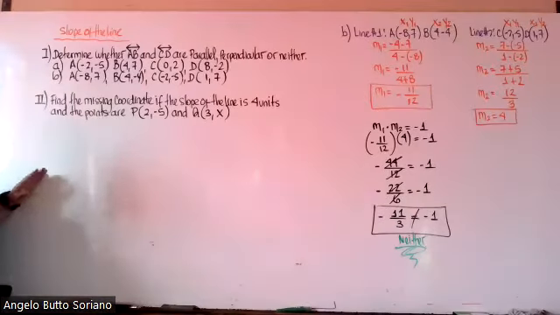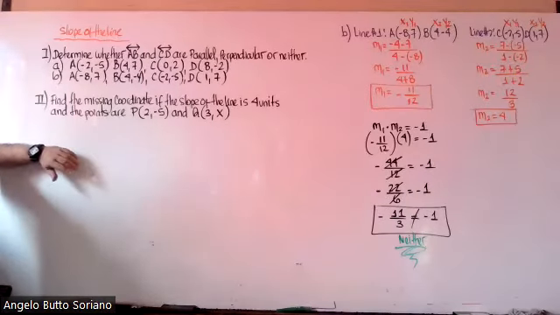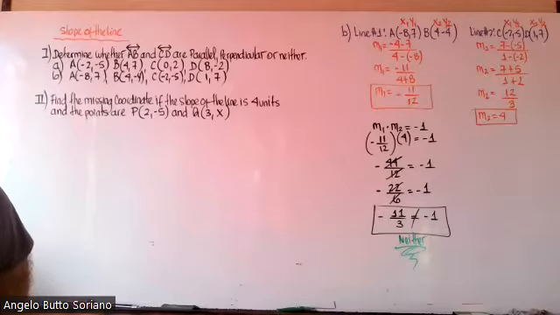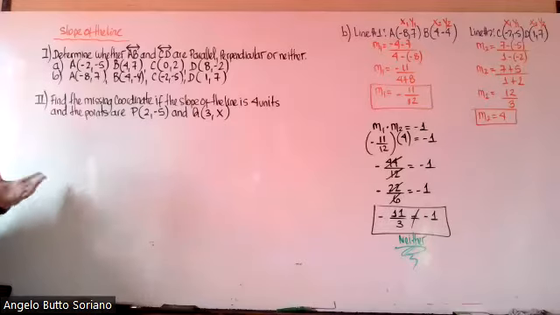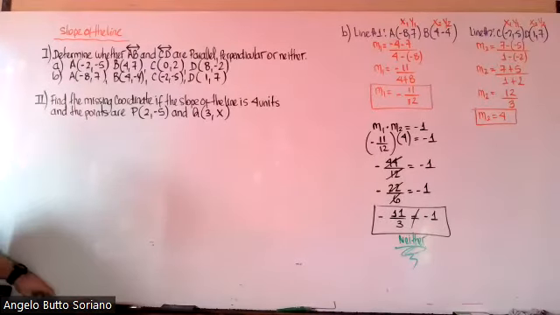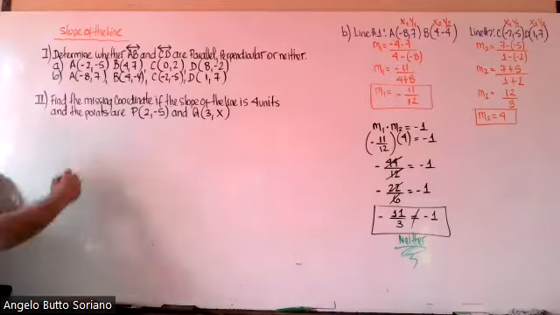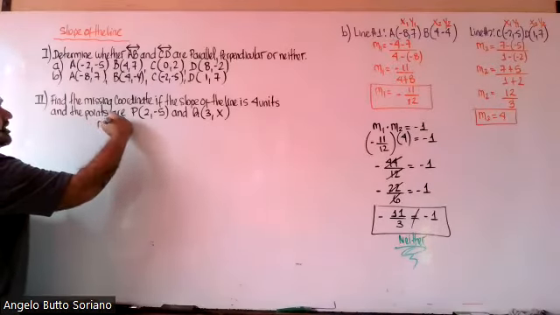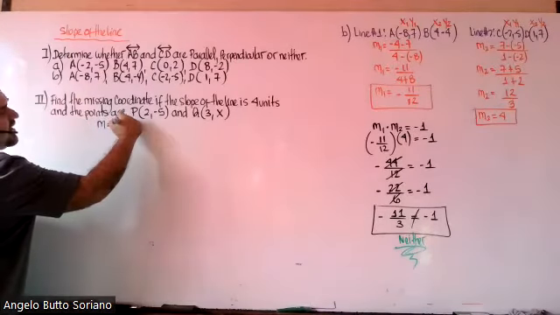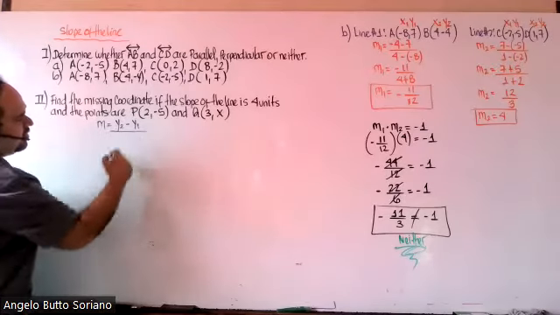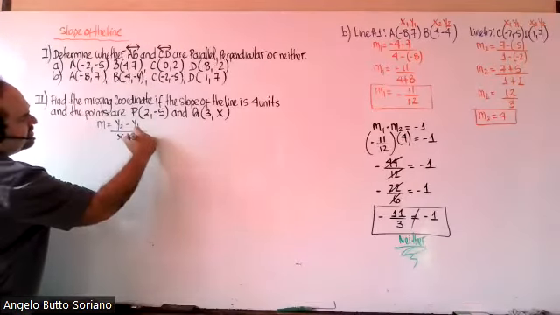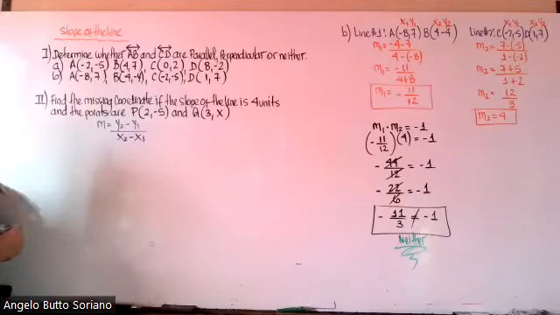In the second example it says, find the missing coordinate given the slope of the line. In this situation, they gave us the value of the slope of the line, which is 4 units, and we have the 2 points, P and Q. What do we have to do? First of all, let's copy the formula for the slope of the line between 2 points. Remember, m equals y2 minus y1 over x2 minus x1.